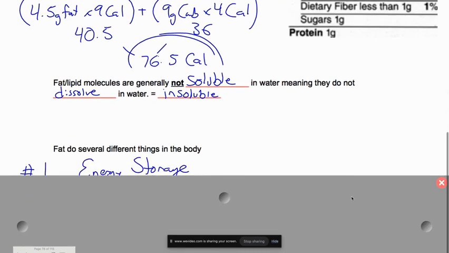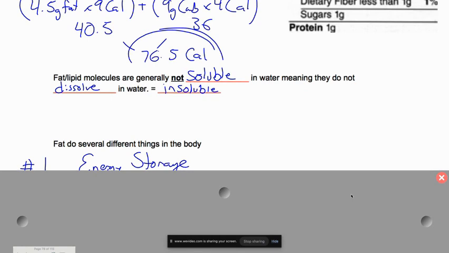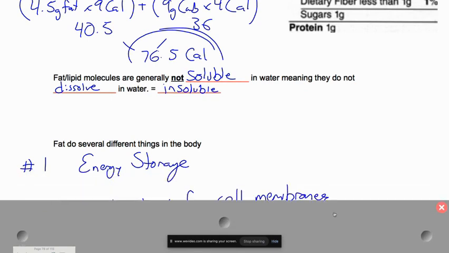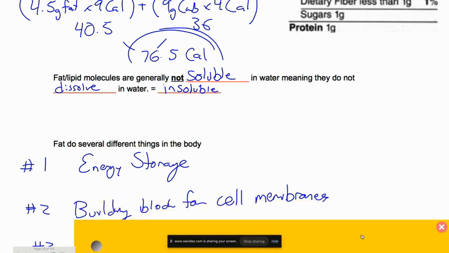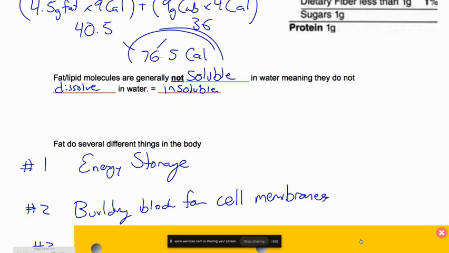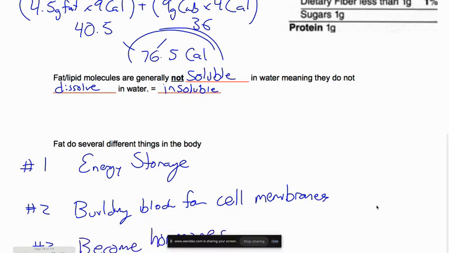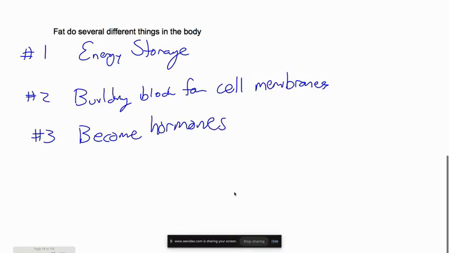One thing is that fats do several things in the body, and we're going to label these three things. They store energy. We also use them to build the cell membrane. And lastly, in some situations, they actually become hormones. We just finished our unit on brain chemistry. All right, let's flip the page and talk about the different types of fats.